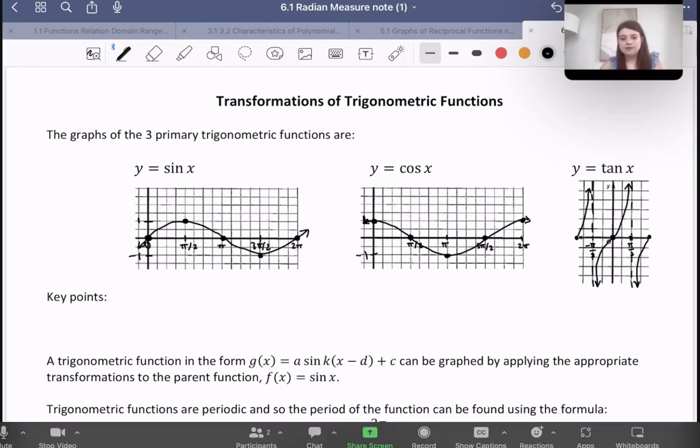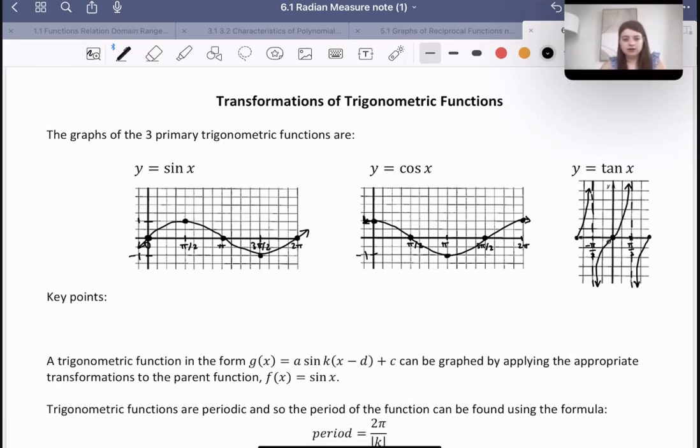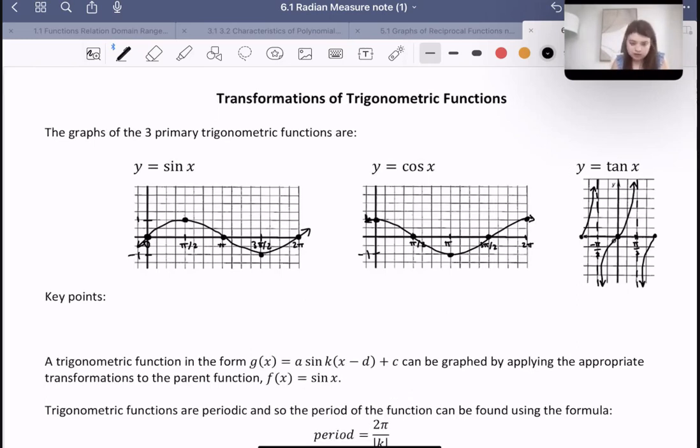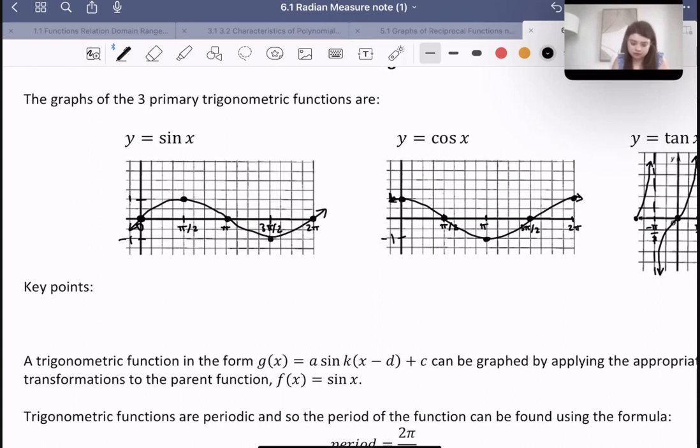There we have it. Let's talk about a few key points quickly as well. What are our key points for each of these? Well, our key points for the sine one are 0, 0. And then we have pi over 2, 1. Then we have pi back down to 0. Then we have 3 pi over 2 down to -1. And last but not least, we have 2 pi and 0.